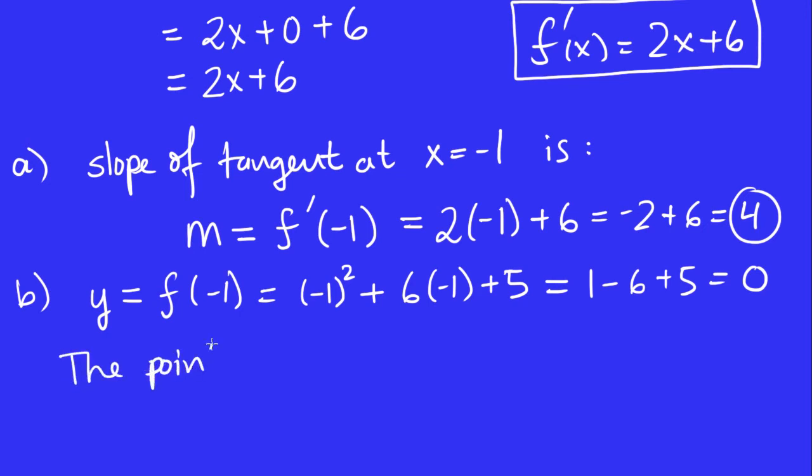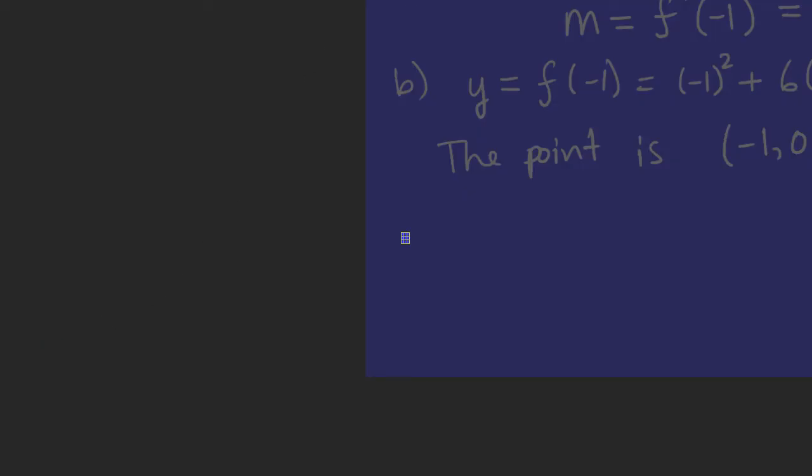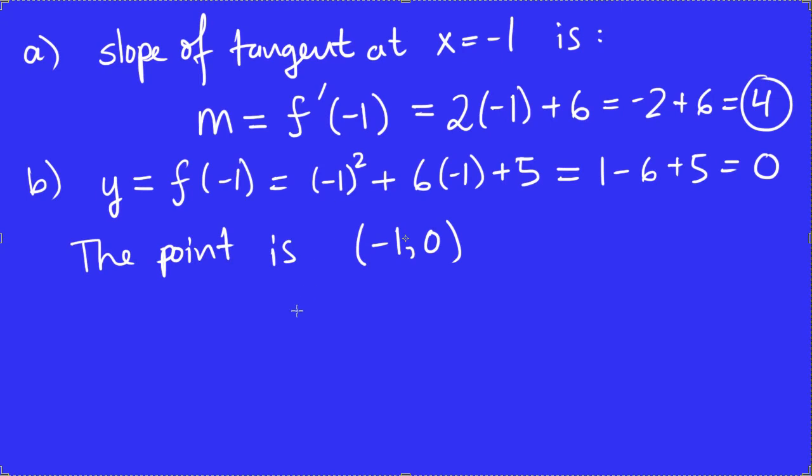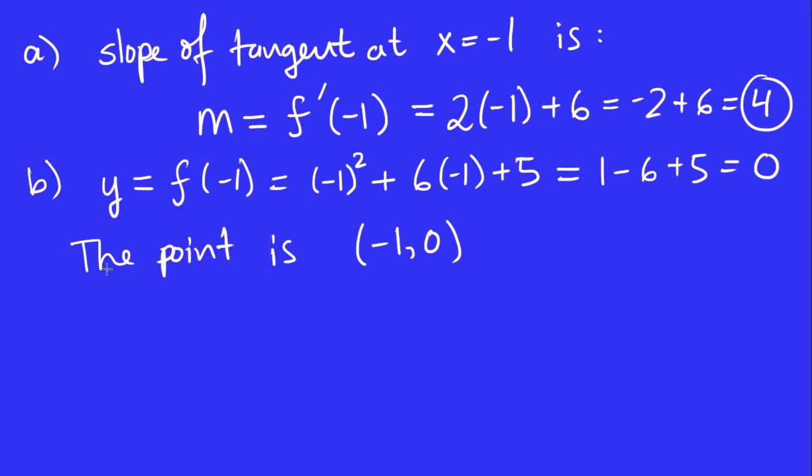So the point we're dealing with is -1 comma 0. And now finally we're ready to do the tangent line. Alright, I fixed the problem. The point we're working at is -1 comma 0. To finish it up, what is the tangent line?